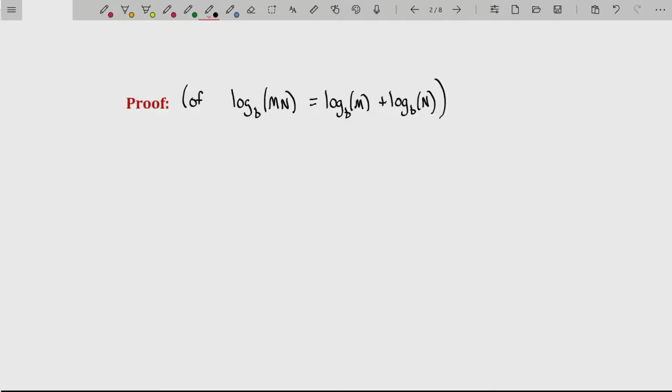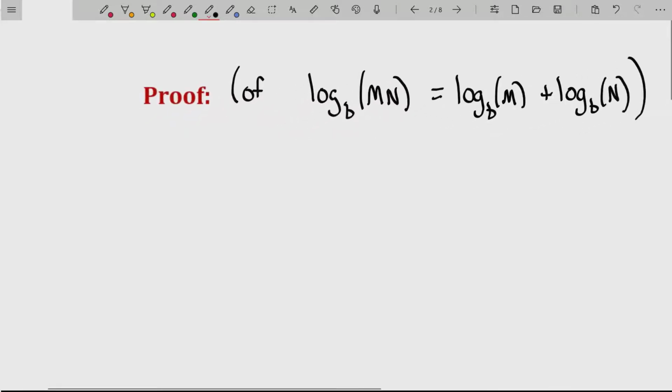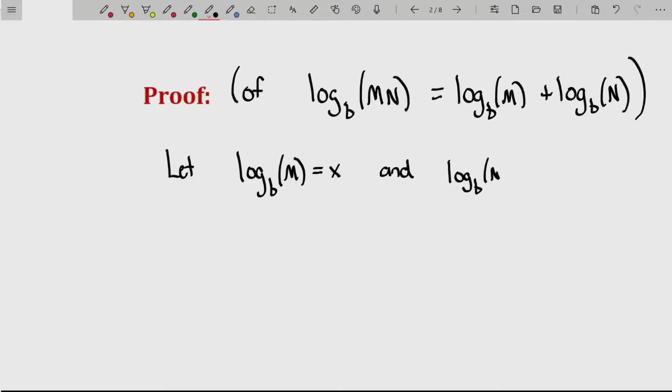A proof of log base b of m times n is equal to the log base b of m plus the log base b of n. Now the first thing we're going to do for this proof is define what log base b of m is and what log base b of n is. So we're going to let log base b of m, because I don't know what this is, equal x. And since I don't know what the log base b of n is, I will call that y. Just because, well, I don't know what they are, and that's okay.